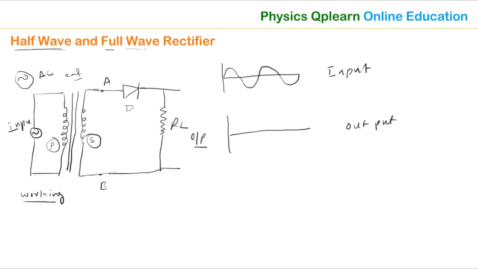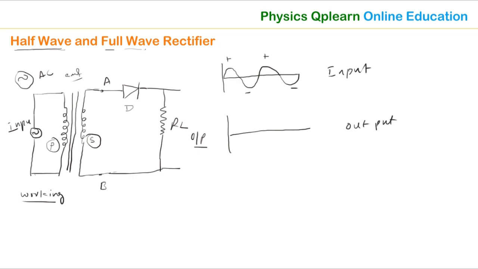Carefully you listen. When the primary coil is connected to the AC source and AC current is passed in the primary coil, immediately in the secondary coil EMF will be induced. When EMF is induced, immediately the current is produced. The produced current is like this wave, one positive and one negative, positive and negative.